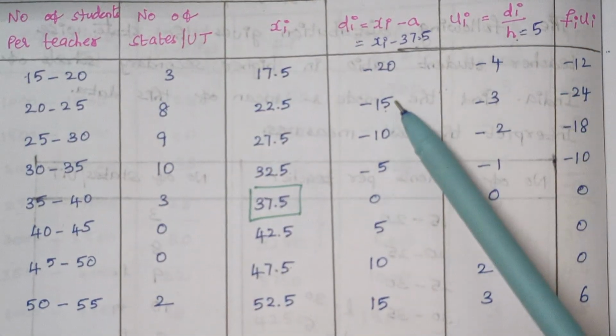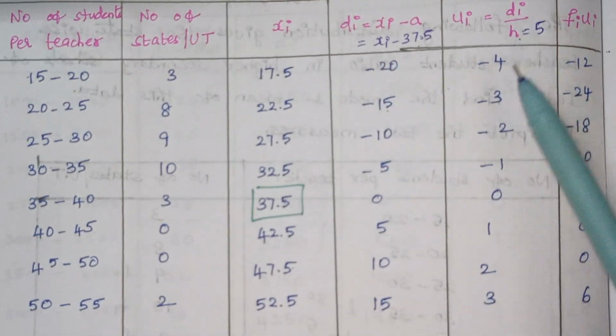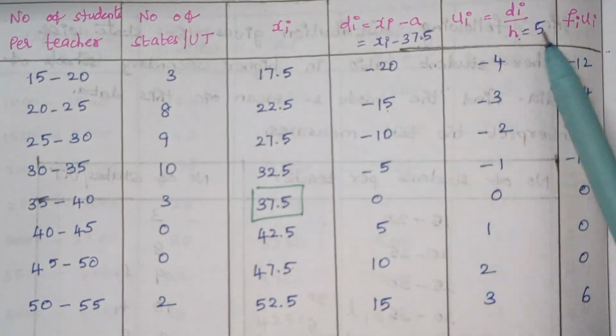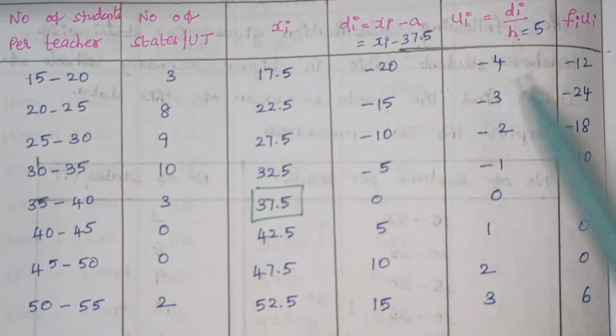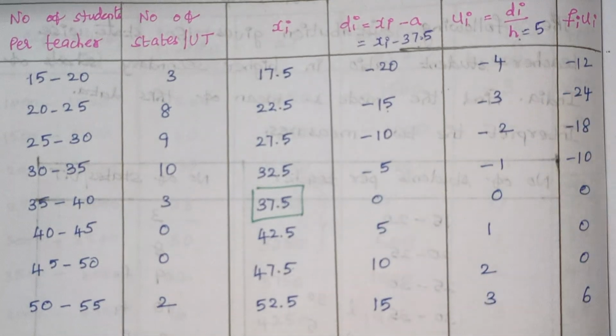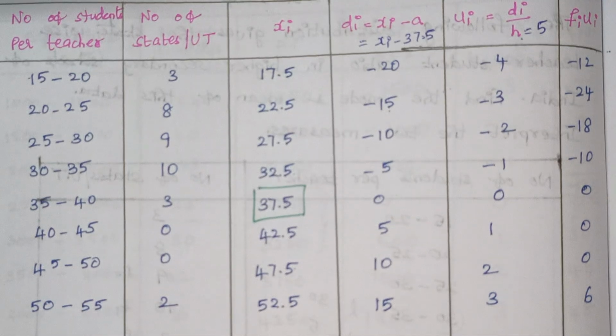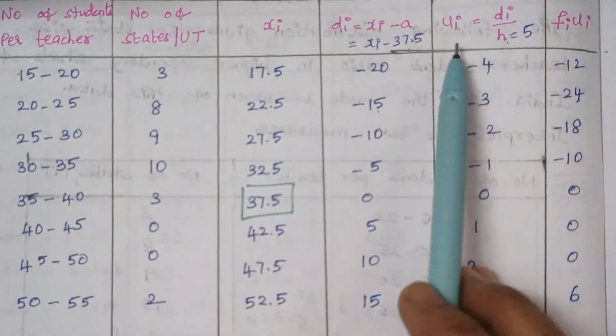So just you have to substitute, right? So here it is minus 20. So minus 20 by 5 is minus 4. Minus 15 by 5 is minus 3. Minus 10 by 5 is minus 2. So minus 5 by 5 is minus 1. So likewise you just fill the tabulation. So now we have calculated the values of ui.